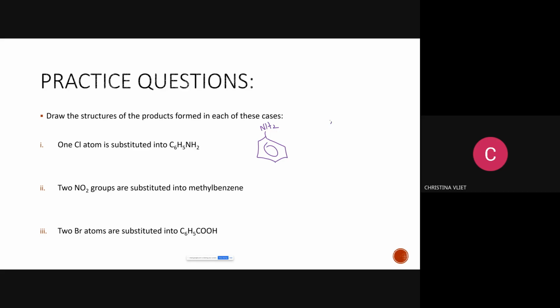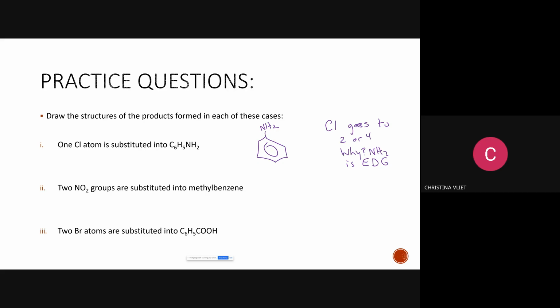Chlorine goes to 2 or 4. Why? Because NH2 is, and I don't want to write all those words, so are you good with me writing EDG? Electron donating group. I don't think you can do that for Cambridge, unfortunately. You have to say electron donating. I've never seen them use EDG in a mark scheme. But I don't want to write all that. So why is NH2 an EDG?